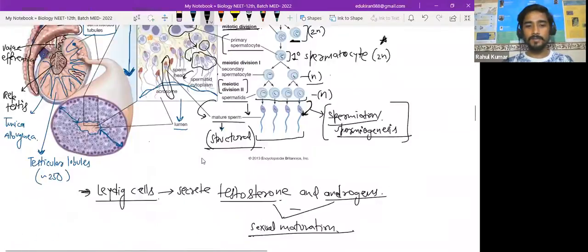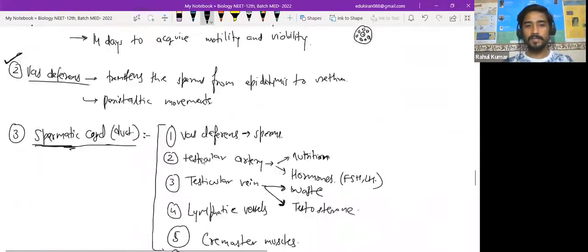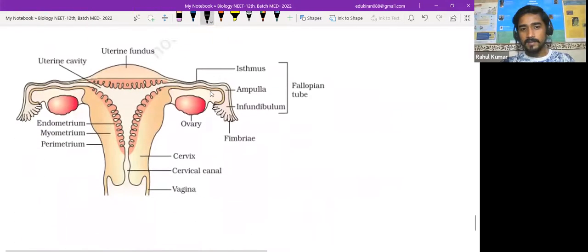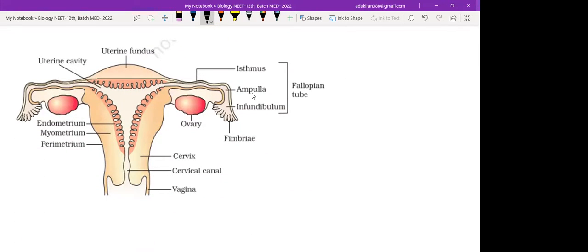And the female system also, I have that figure with me. You see, this is the bend in the fallopian tube, which is the widest region. That's called the ampulla here also.